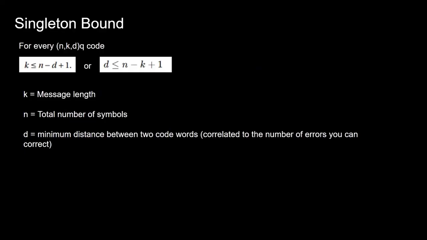In coding theory, k refers to the length of a message or the amount of important information. n refers to the total amount of symbols, including redundancy, and d refers to the minimum distance, which in simple terms is how different two code words need to be to detect and correct errors. If you're confused, the singleton bound simply upper bounds the possible values for k and d. So for d, it states that d needs to be less than or equal to n minus k, which is just the number of redundancy symbols, plus 1.